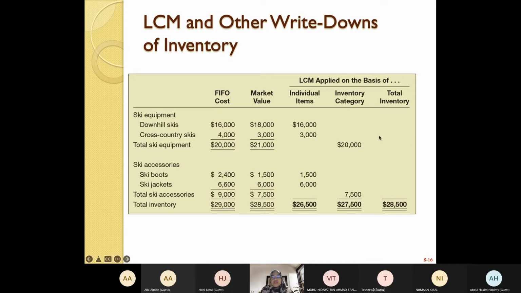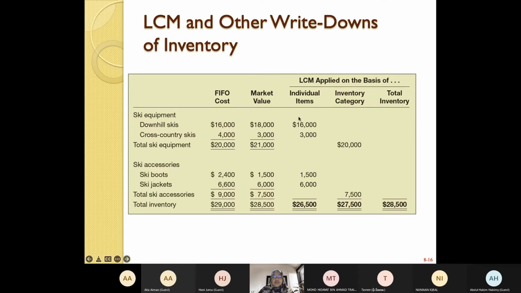For example here, for individual items, you're going to record the lower. For individual items here, you're going to record the 3,000. But if you're looking at the inventory category, you're going to record 20,000. Similarly here, you're going to record individually. Ski boots, you're going to record 1,005. Ski jacket, you're going to record 6,000. But the total here, you're going to record the 7,500.